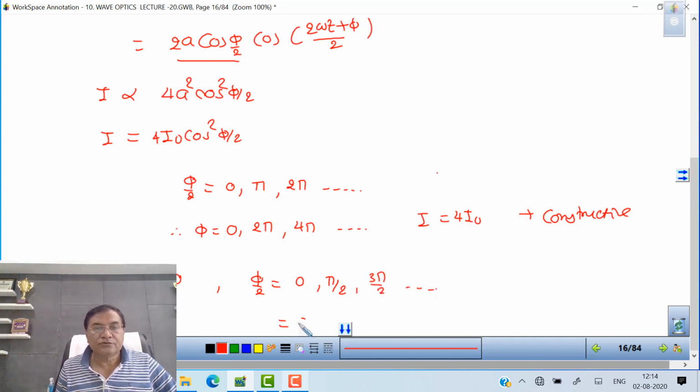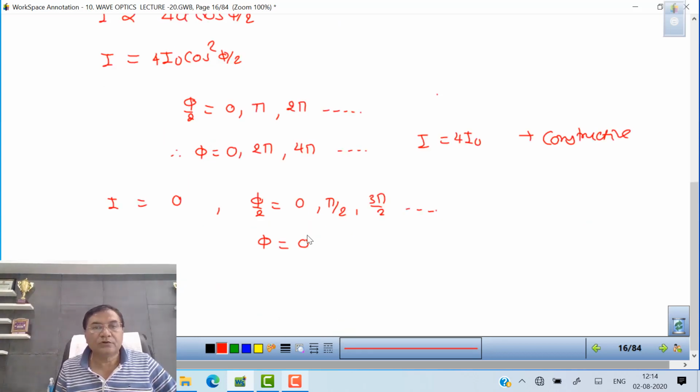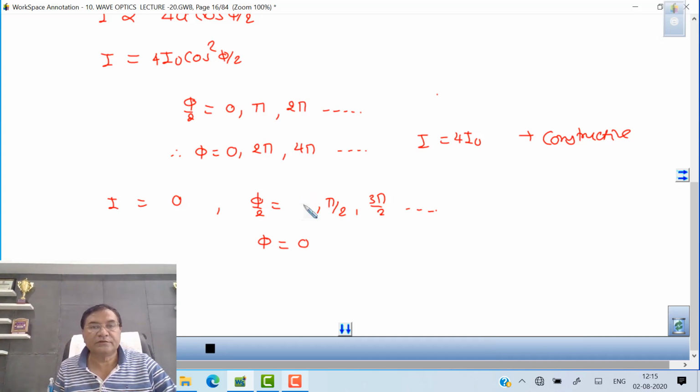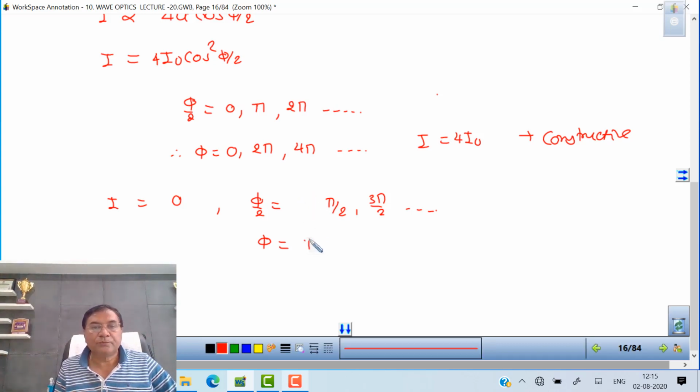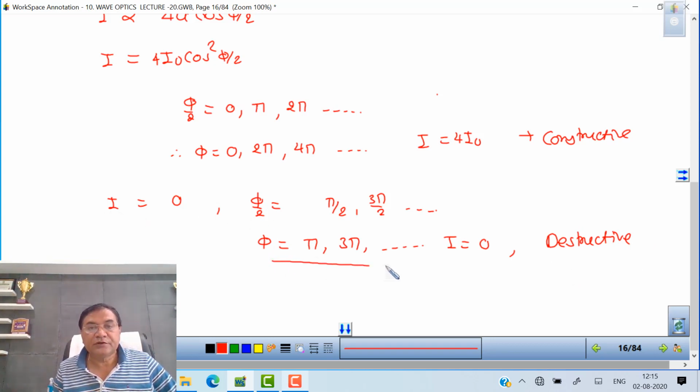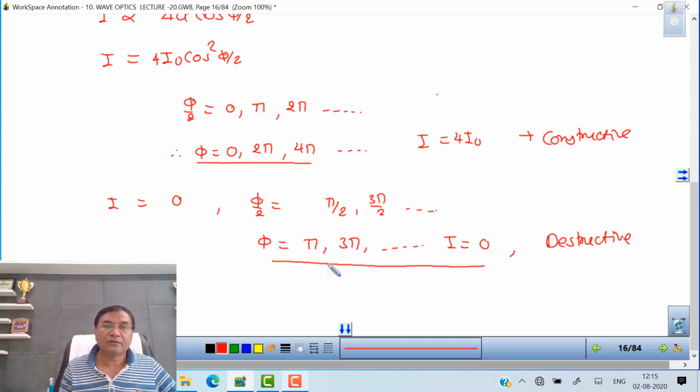So phi is pi, 3 pi and so on, 0 is not there. Then we get I equal to 0. It is called destructive interference. So this is the condition for destructive interference in terms of phase. We already discussed it, and this is the condition for constructive interference. In between, for any value of phi, you put it in and get the intensity.